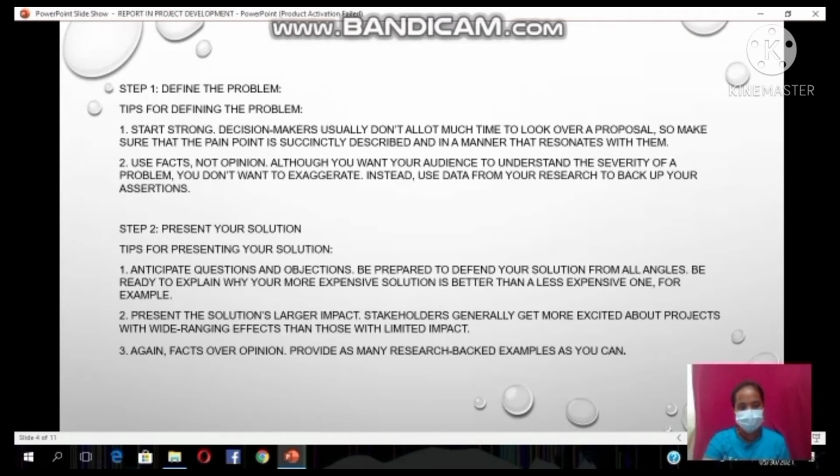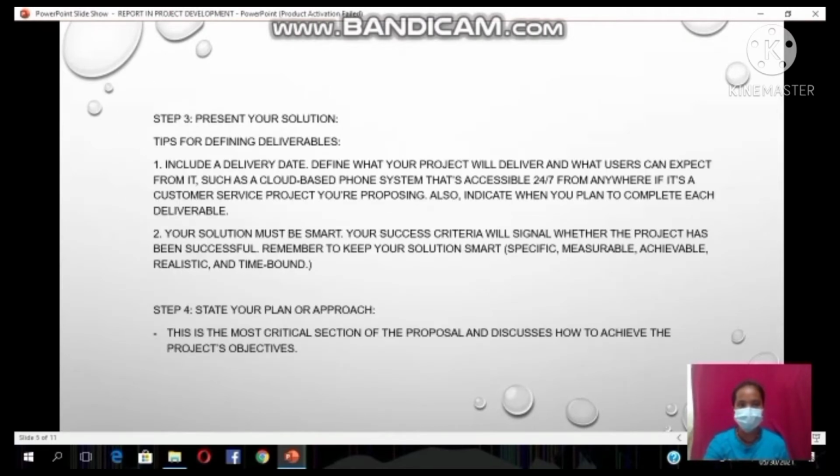Number 2. Present the solution's larger impact. Stakeholders generally get more excited about projects with wide-ranging effects than those with limited impact. Number 3. Again, facts over opinion. Provide as many research-backed examples as you can.